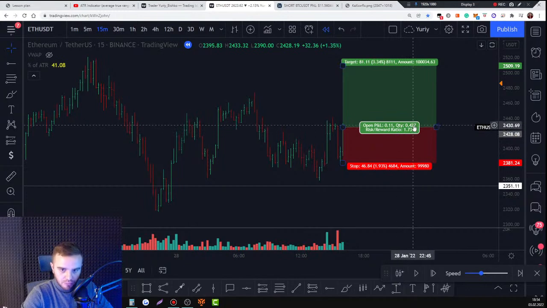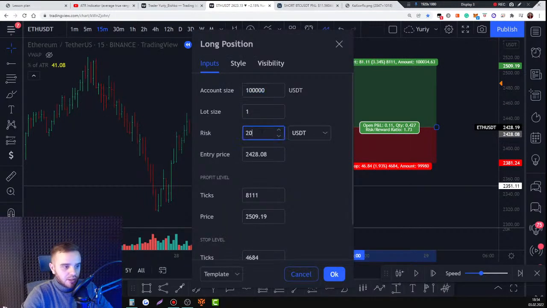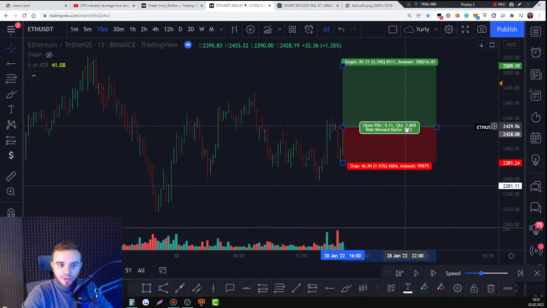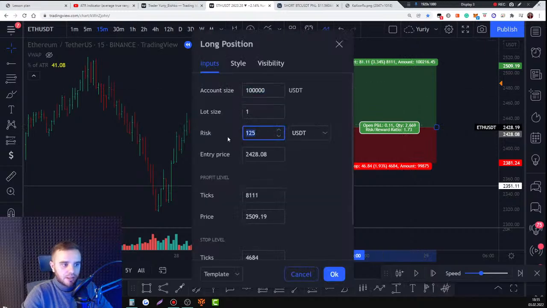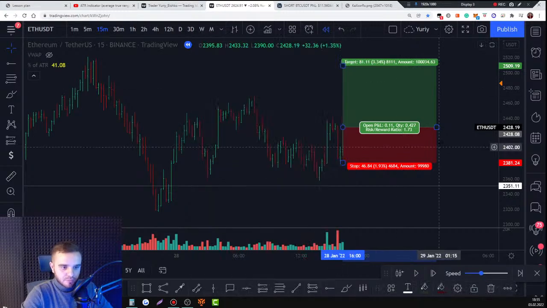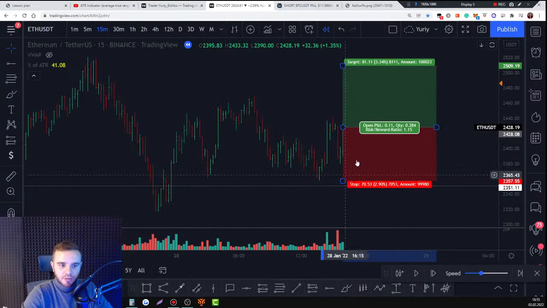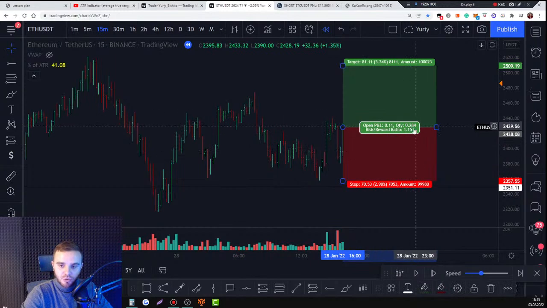0.42 volume size. But if your risk would be $125, with the same stop loss, your position size would be 2.66. Again, come back to $20. If you change your stop loss and set it bigger, your position size also changes and becomes lower. You would need to buy only 0.28. That means your position size is smaller.